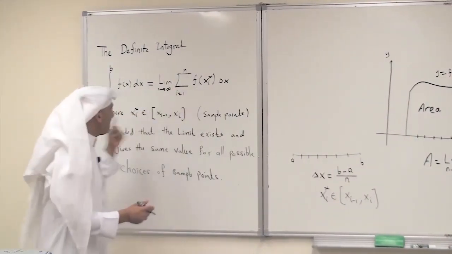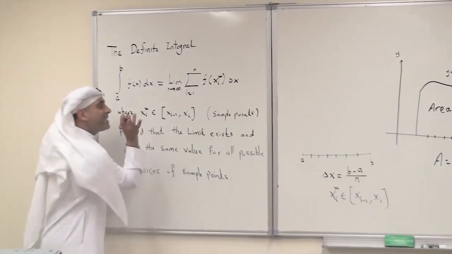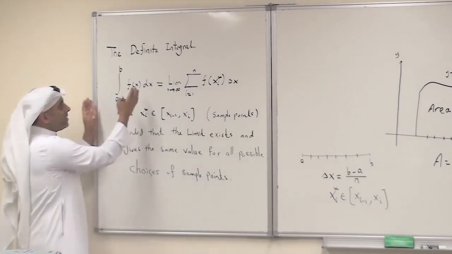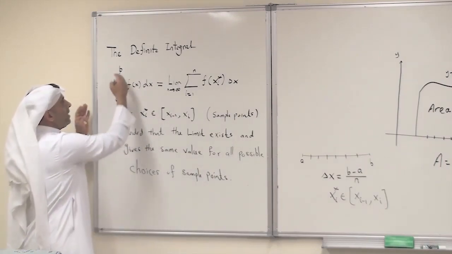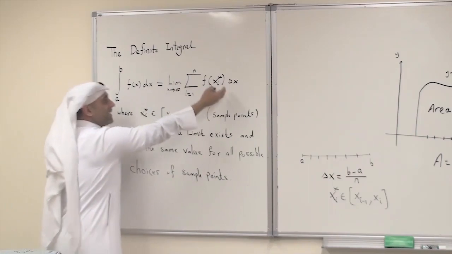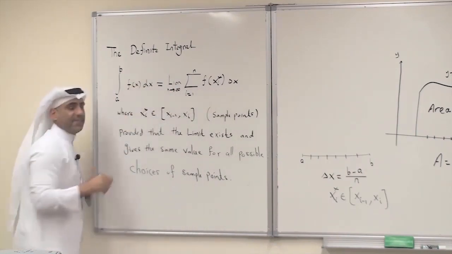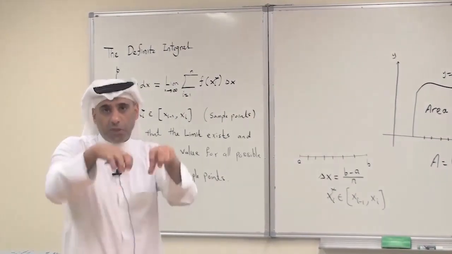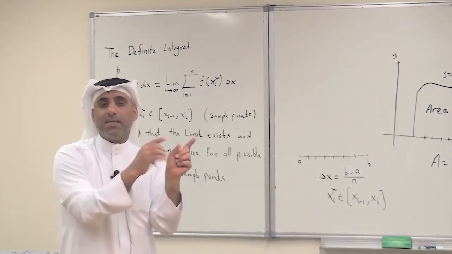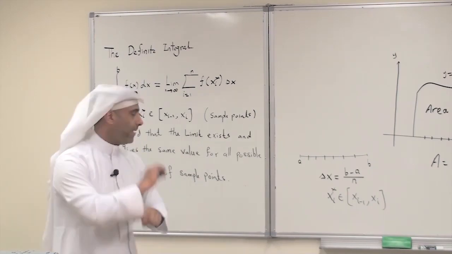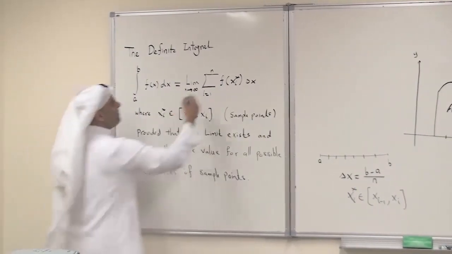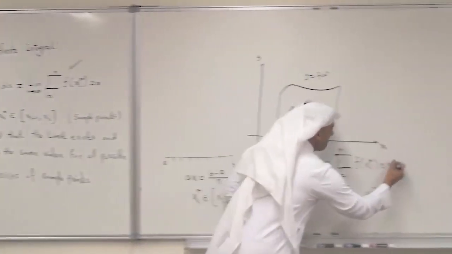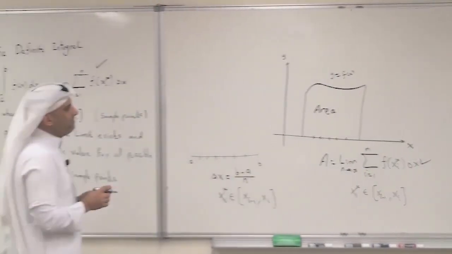Now, if this limit exists and gives the same value for any choice of the xi's, then this is called the integral from a to b of f of x dx. If the limit does not exist, we say the function is not integrable. If the limit exists and gives the same answer regardless of the choice of the sample point, we say the function is integrable. Okay. We can see now this definition here and the definition of the area look like the same.